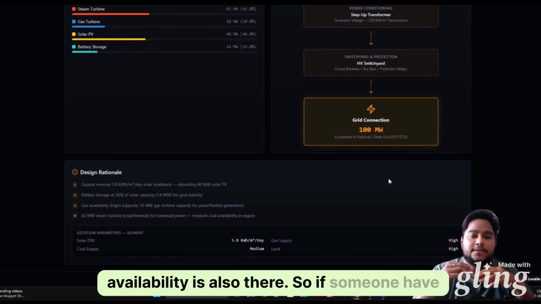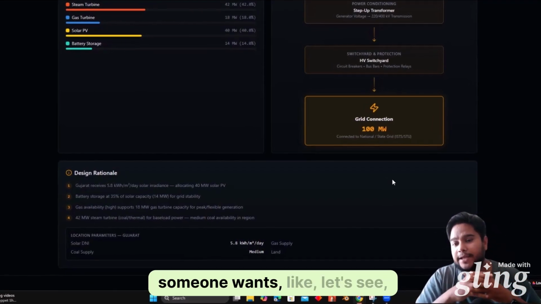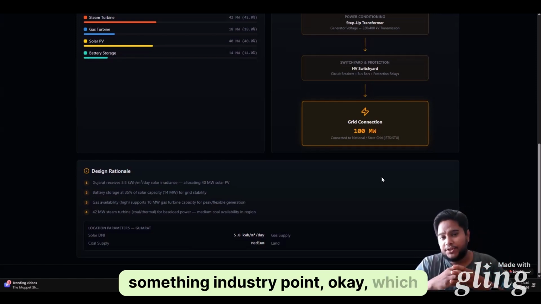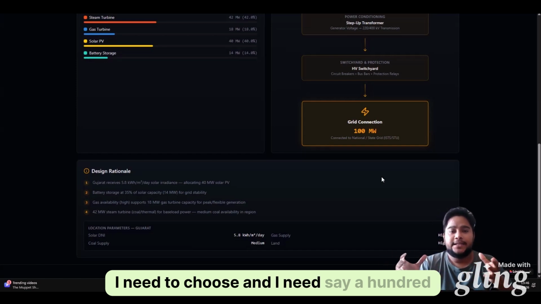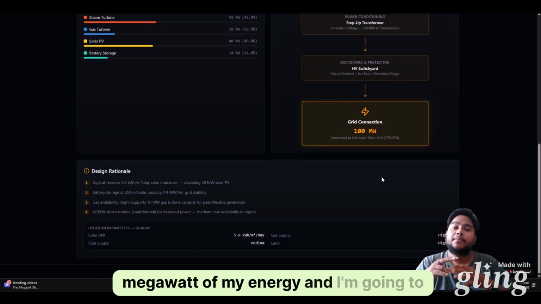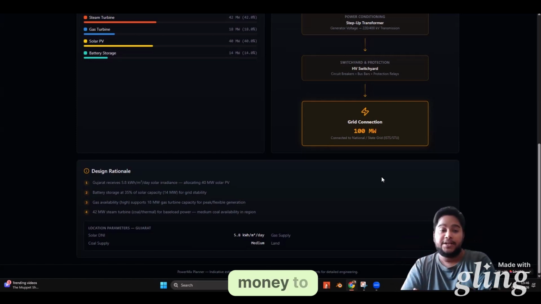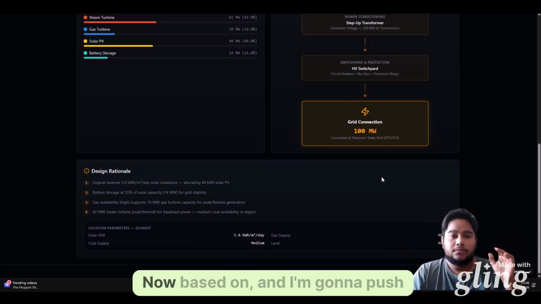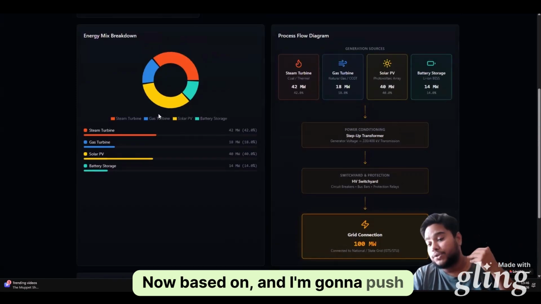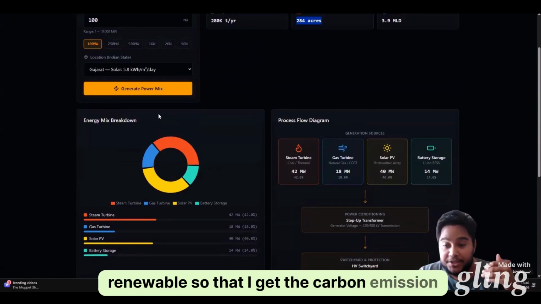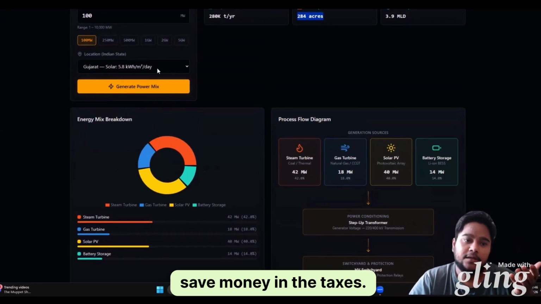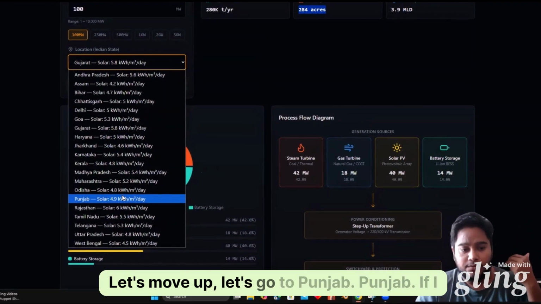So if someone wants to build something, a factory or some industry, which state do I need to choose? Say I need 100 megawatt of energy and I'm going to invest money to get an output of 100 megawatt. Simple. Based on that, I'm going to push renewables so that I get carbon emission credits, which will help me save money on taxes. Let's move on and go to Punjab.